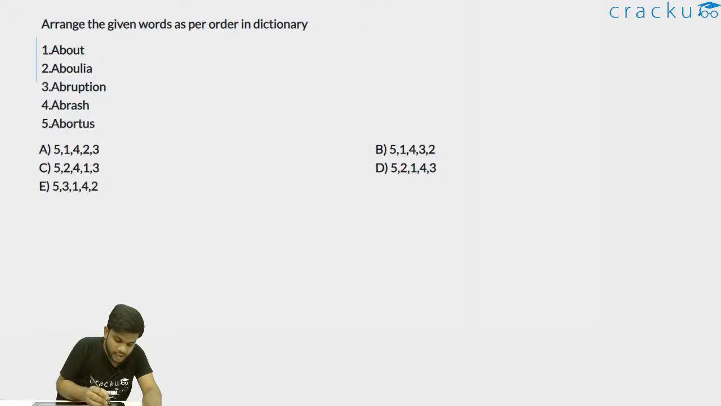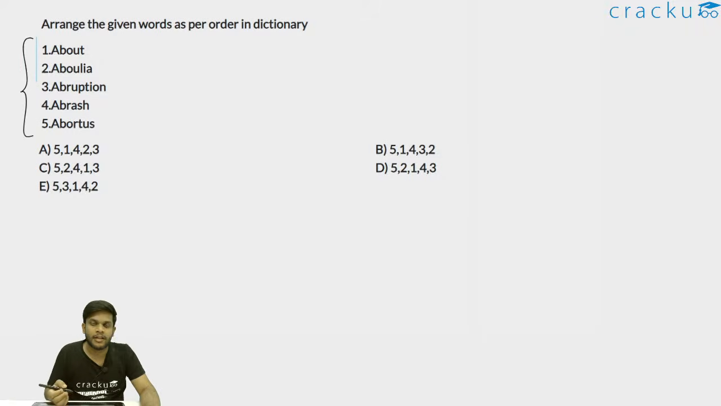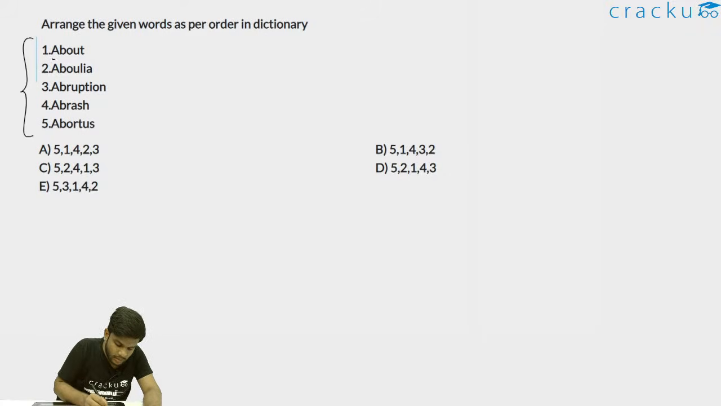Now in this question we have to do the same thing which we have done in the previous question. So let's start by arranging it. In all the words we can see that the first two letters are AB. So we can't arrange it in alphabetical order on the basis of the first two letters. So let's look at the third letter.